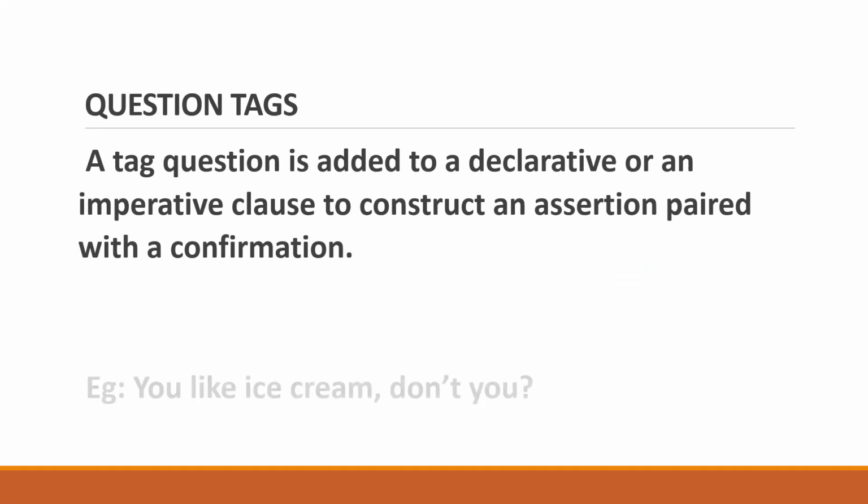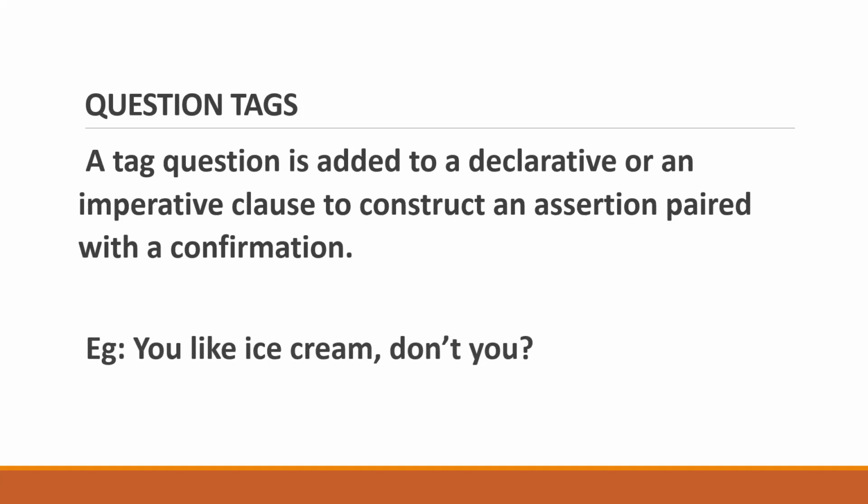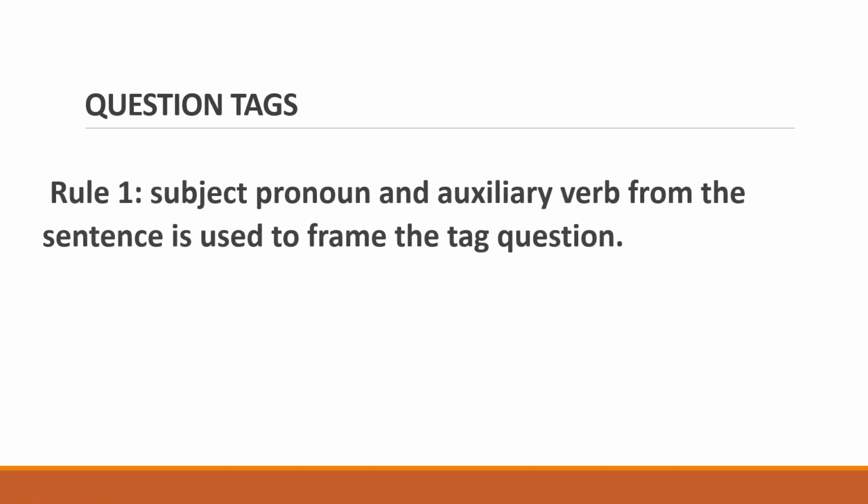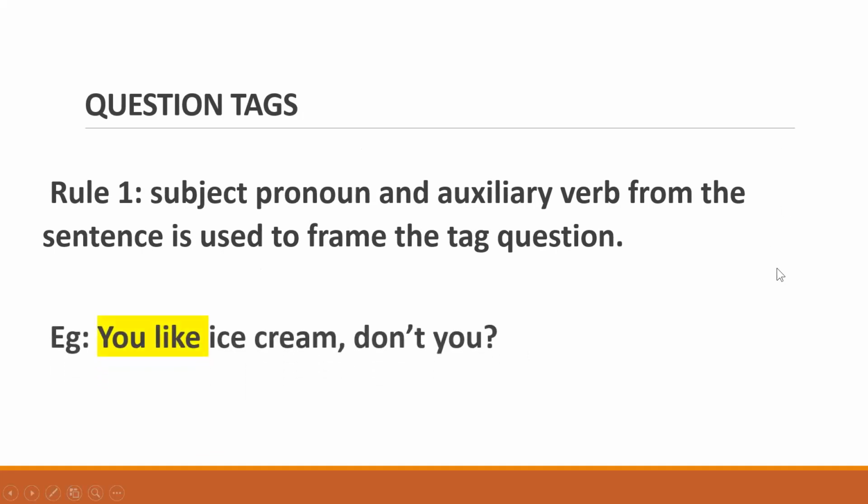Let's see some example. You like ice cream, don't you? Now, why am I using don't you here? Let's see this. First of all, rule number 1. Subject, pronoun and auxiliary verb are used from the sentence to frame the question tag. Okay, so let me show it with some example. You like ice cream, don't you? The same sentence. And how are we using don't here and where am I deriving that?